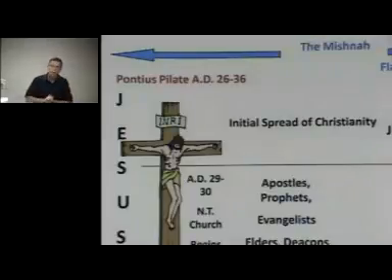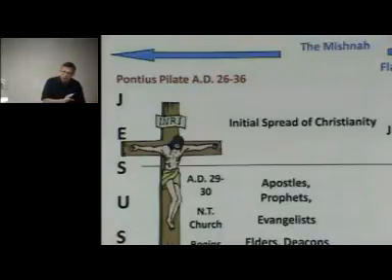Another time he robbed the temple treasury and built an aqueduct with the money out of the treasury, and they rioted over that. And he put soldiers among the crowd with clubs and weapons and beat a bunch of them to death. Another time he pulled something similar to that. So they hated him, and he hated them. You got to remember that.